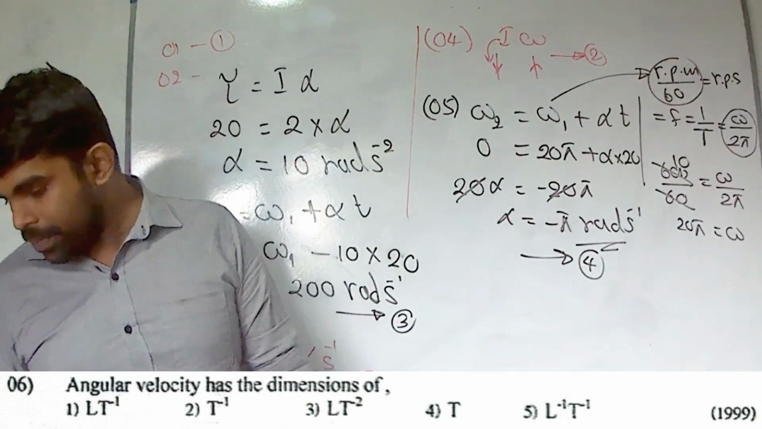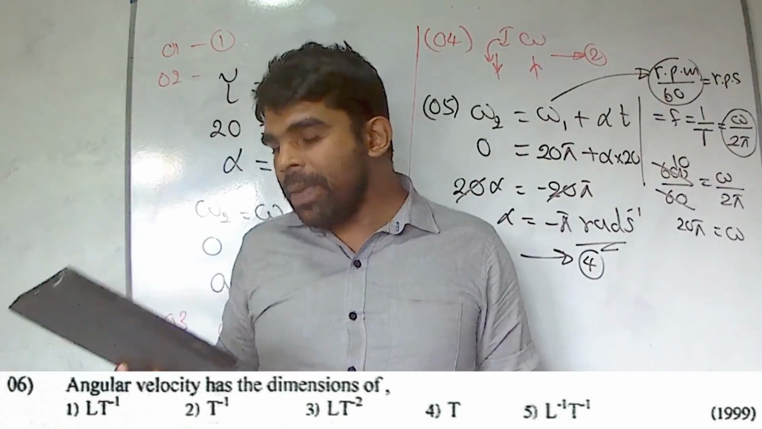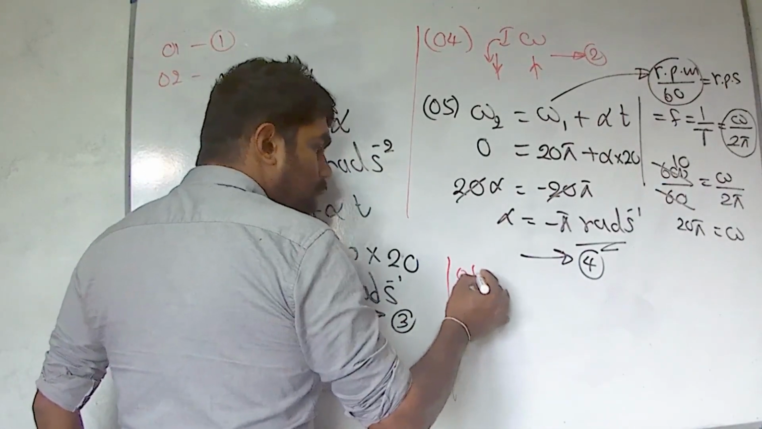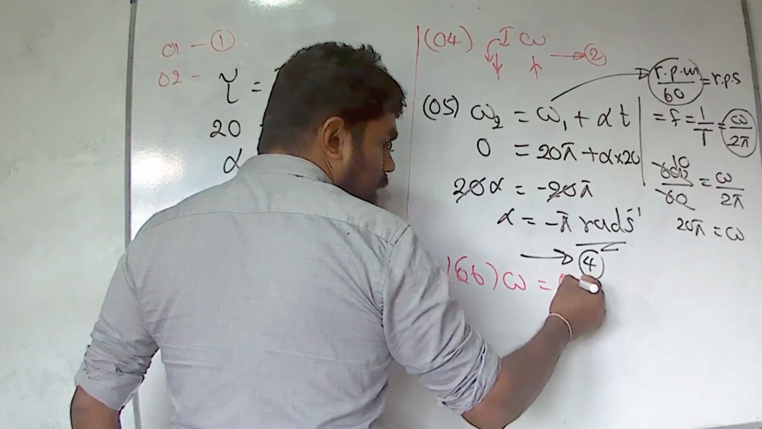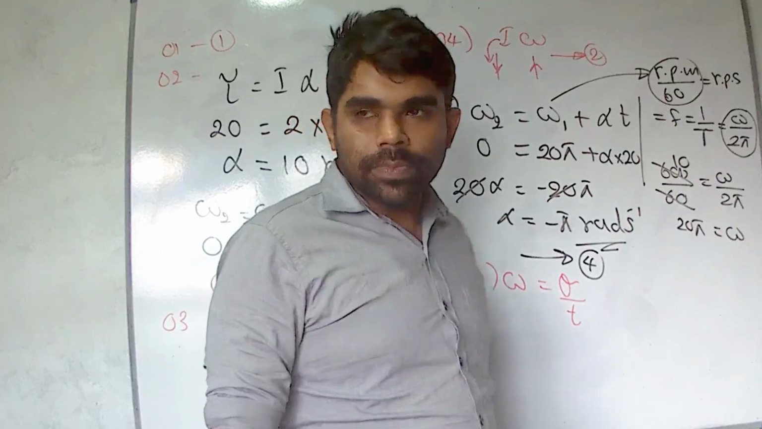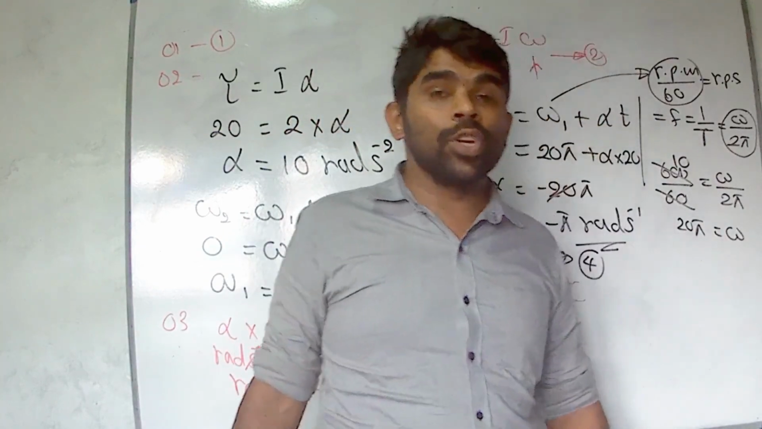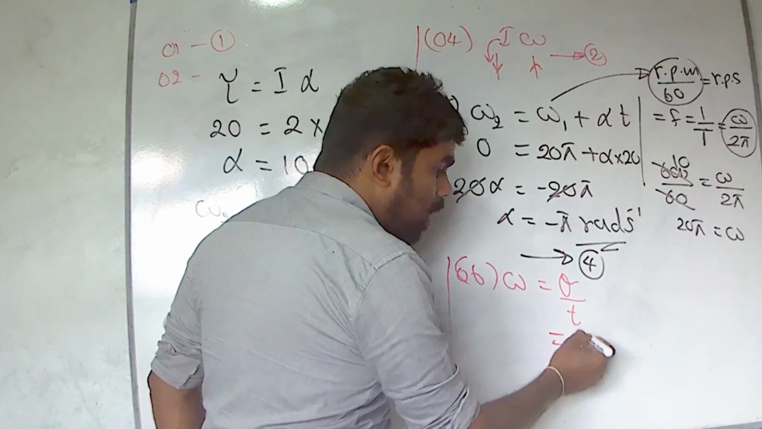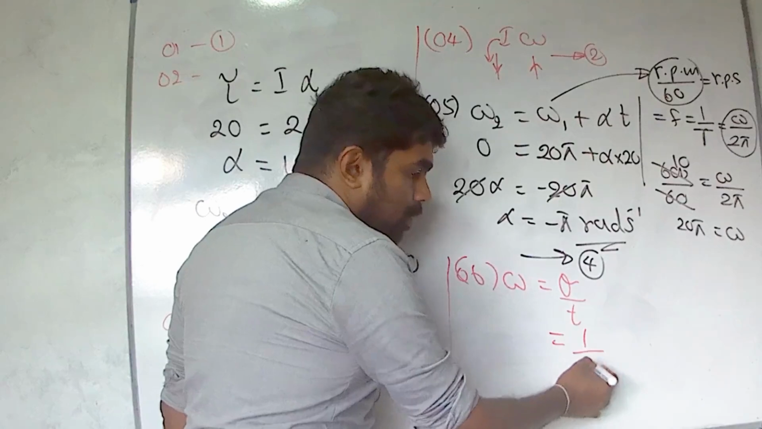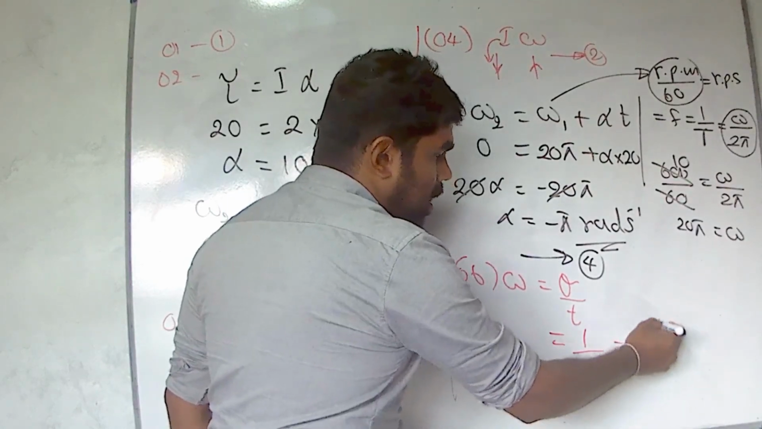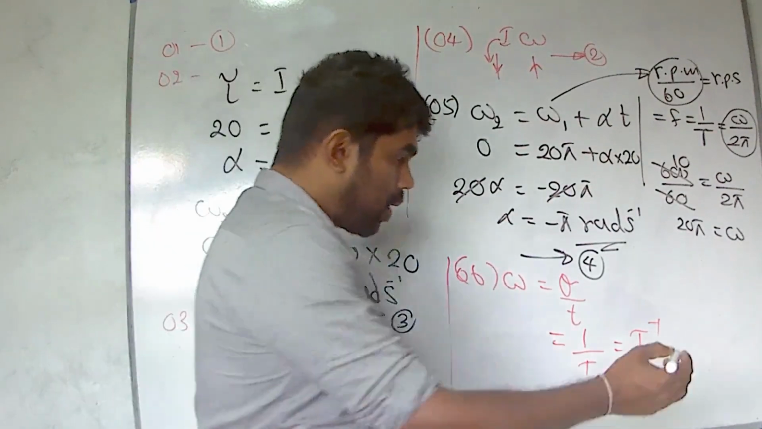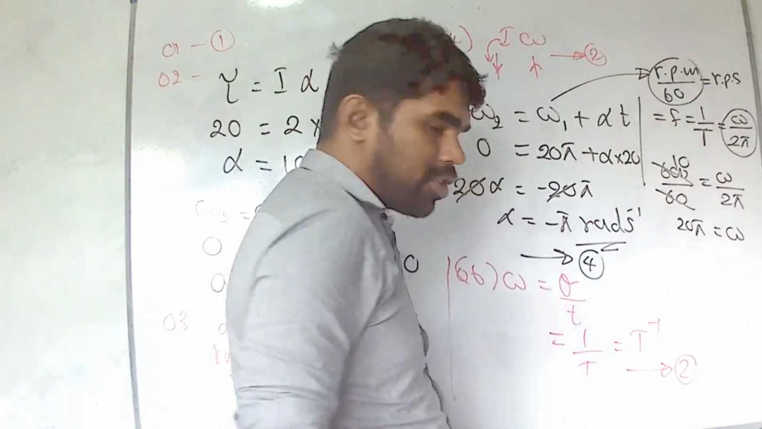Question number 6. Angular velocity has dimensions of. We know that angular velocity is angular displacement theta divided by time. Angular displacement is an angle. For an angle, there is no dimension. Therefore, we can substitute the dimension of angle as 1. T is time, the dimension of time, capital T. Then T minus 1 is the dimension of angular velocity. The answer is 2 for question number 6.